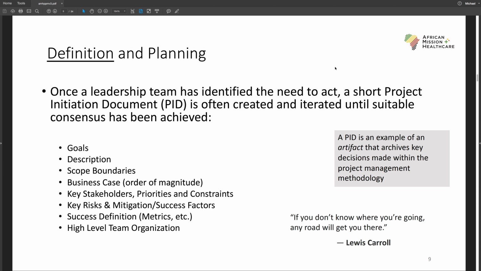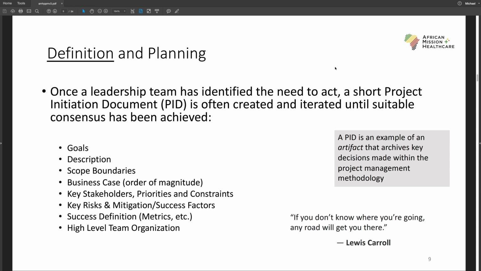The first artifact that we usually create in project management is a project initiation document, or a PID. And it's something that we use as a way of making sure that all the key stakeholders and participants in the project are trying to achieve a similar set of goals. As Lewis Carroll said, if you don't know where you're going, any road will get you there, which is one of my favorite quotes of all times.